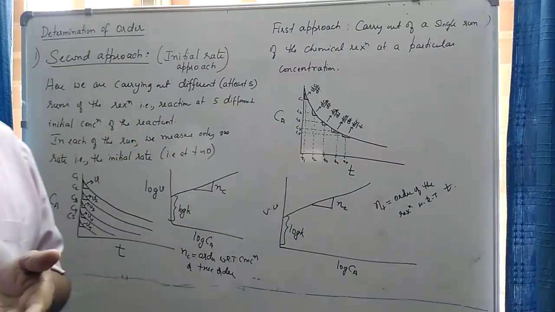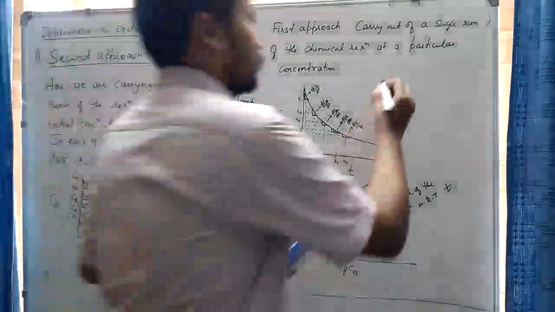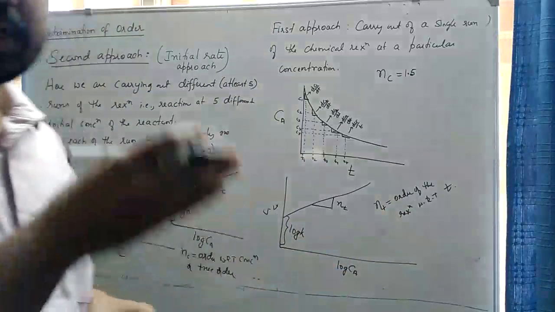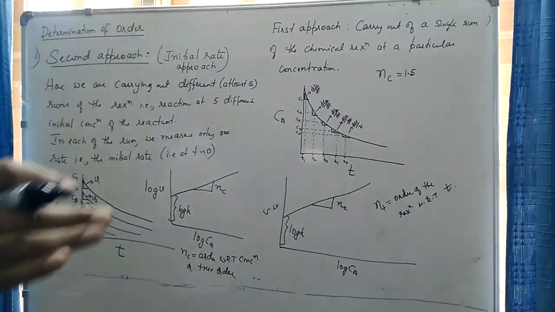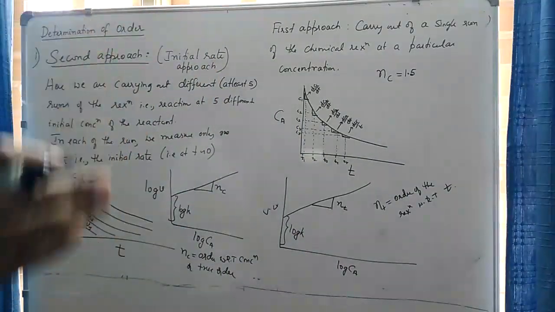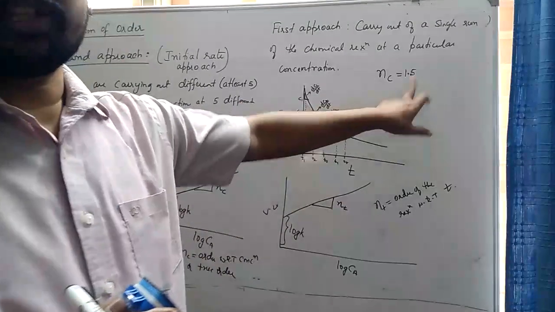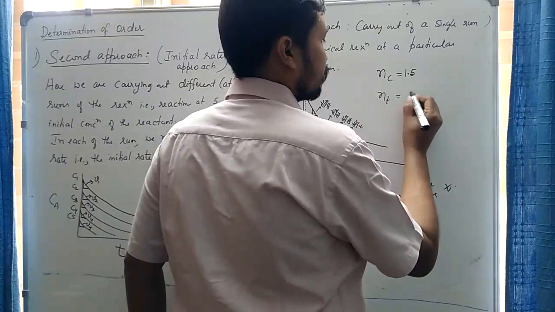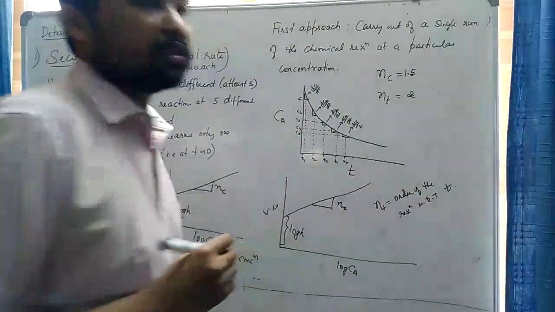So suppose if NC is equal to 1.5, true order of the reaction is 1.5, that means the rate should have decreased with concentration as 1.5 power. Okay, but the order of the reaction with respect to t is 2.